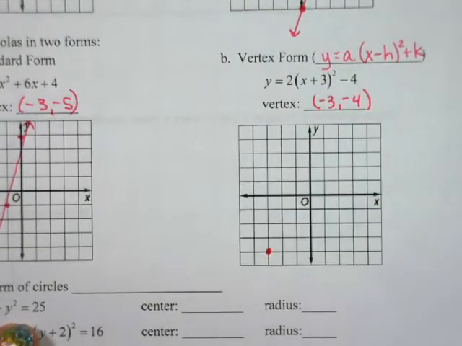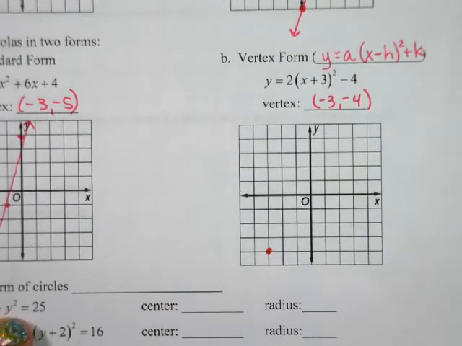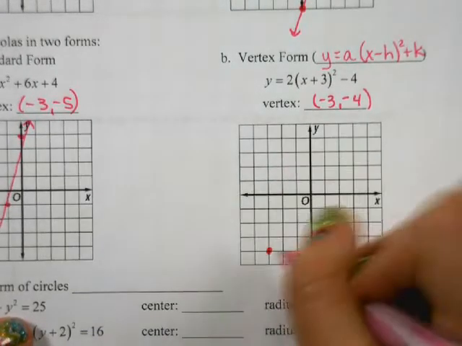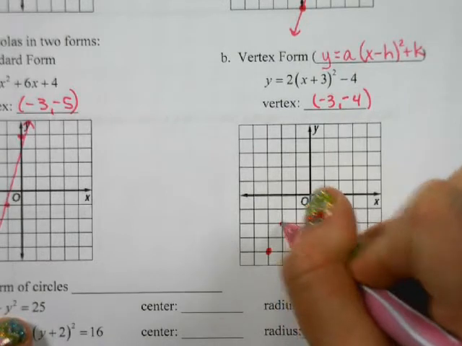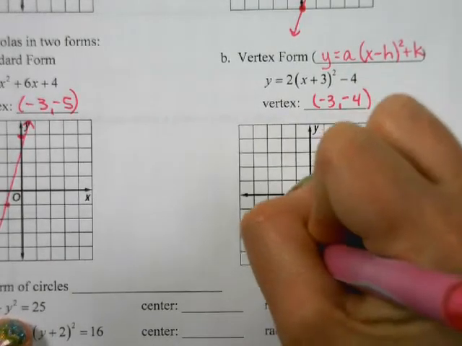And what's my a value? 2. So I'm going to use that as my slope. Up 2, left and right 1. So it's a wee bit skinnier than the last one.